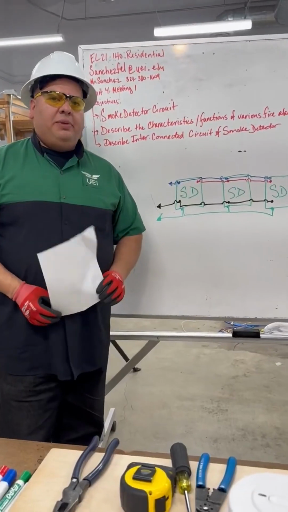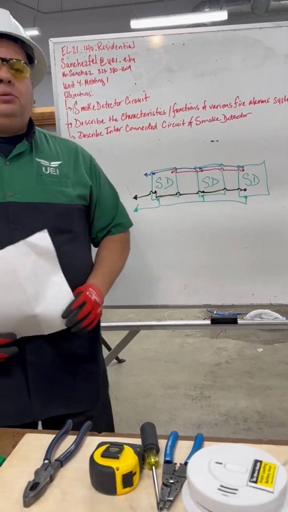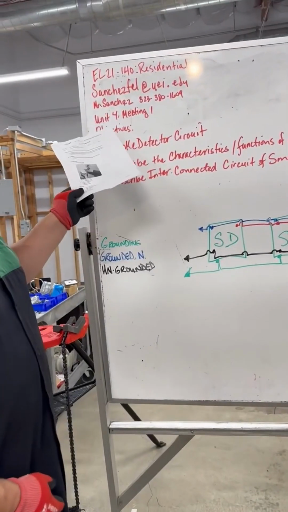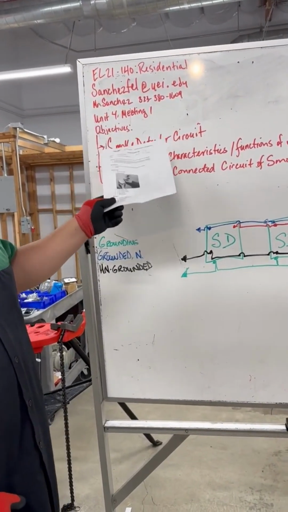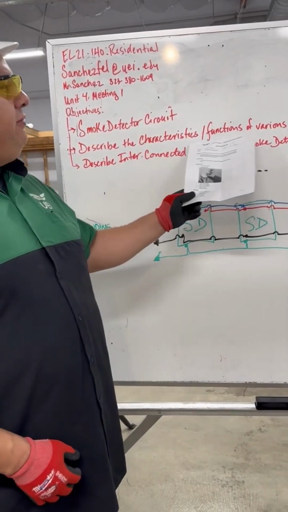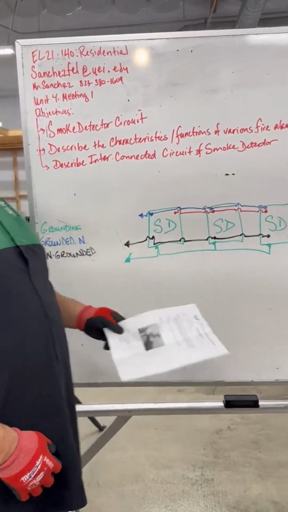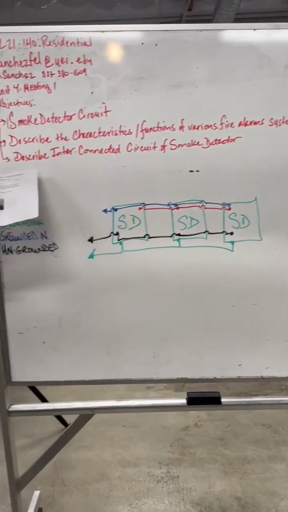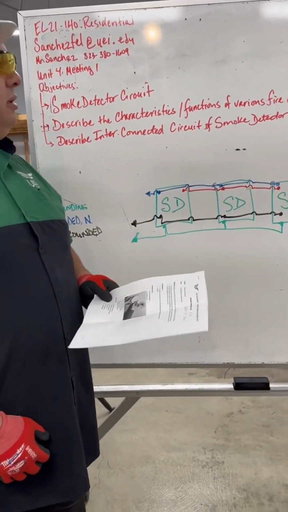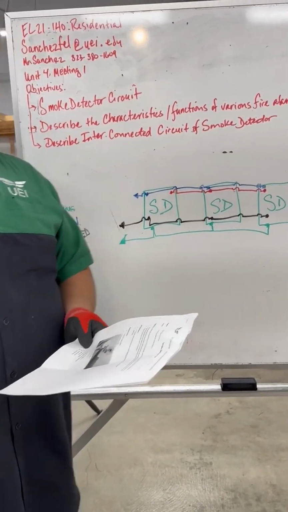All right, welcome back, EL140 Residential. We're going to be covering Unit 4, Meeting 1, Smoke Detector Circuits, describing the characteristics and functions of various fire alarm systems and components as they relate to these smoke detectors, and describing the interconnected circuit requirement of smoke detectors in residential applications.